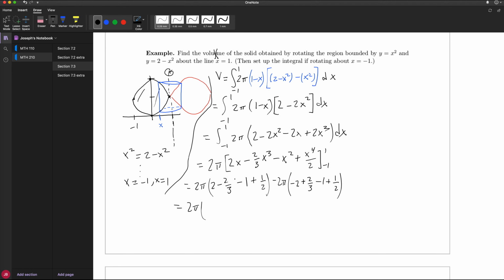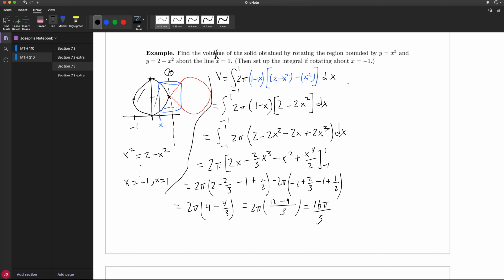And let's see, so we're going to get a 2 minus a -2, which is 4. We're going to get a minus 2/3 minus another one is minus 4/3. -1 minus -1, actually those cancel, and 1/2 minus 1/2, those actually cancel as well. And so with a common denominator of 3, we're going to get, it looks like 8 over 3 times 2 pi, which is 16 pi over 3.